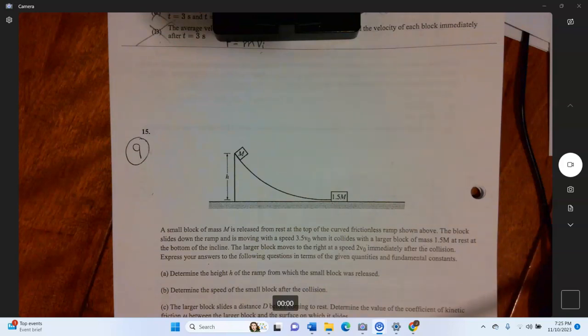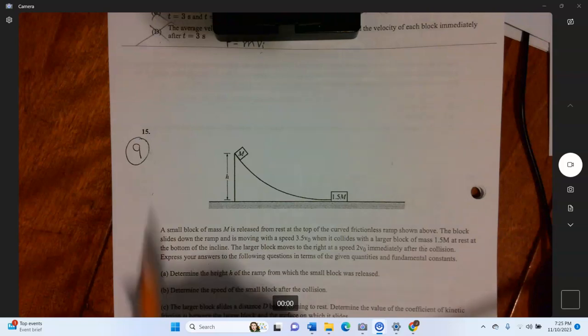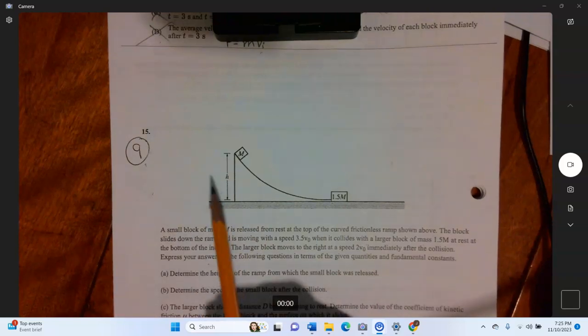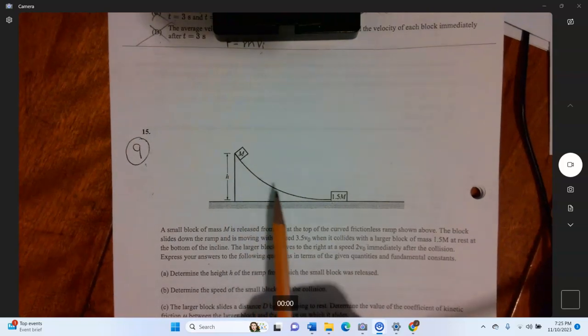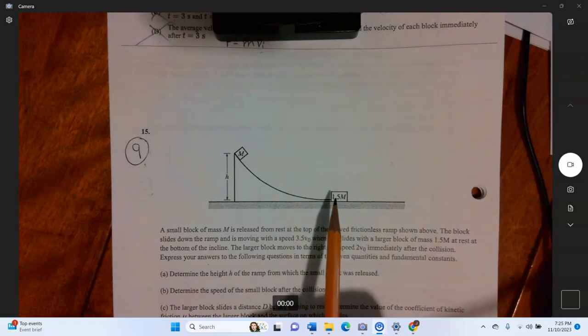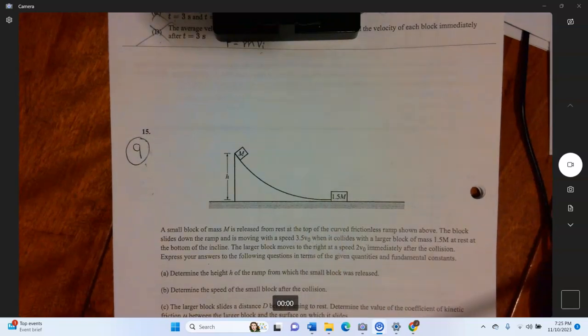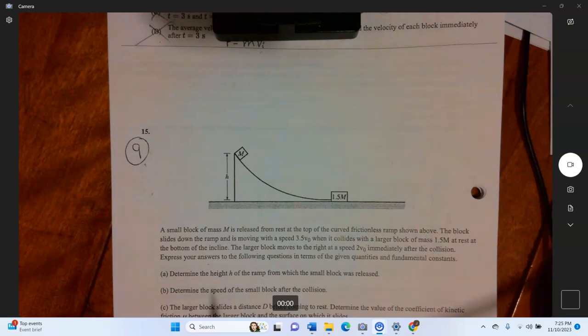Okay, we're going to move on to problem number 9, my problem number 9. It has a block sliding down a ramp and then colliding with a second block. So let's go ahead and read this.